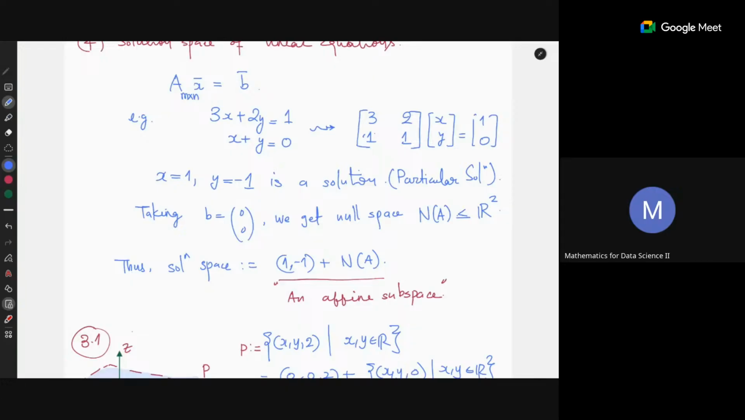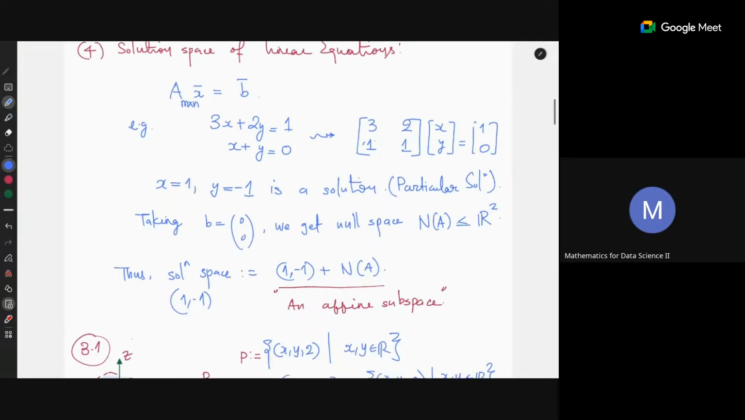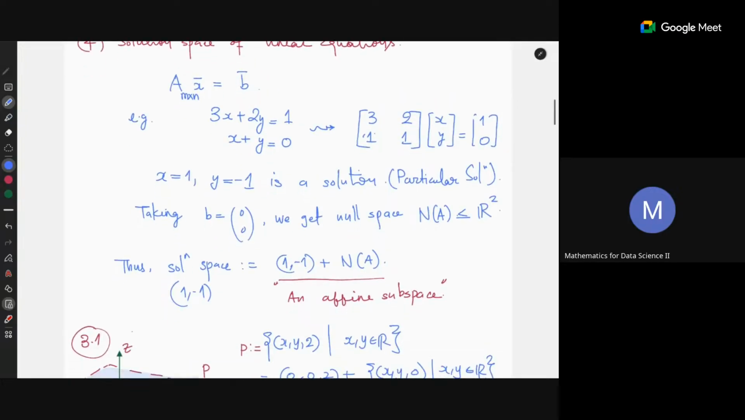So, for example, in this solution space, consider the vector (1, -1). Now, in this case, what is the null space? In this case, the null space is the zero vector only. You can clearly see that. So the null space is just the (0, 0) vector. So (1, -1) is the only solution in this case. All right. So it is a point that you are getting, and a point is an affine subspace in R2.